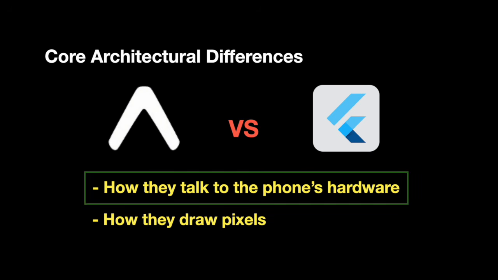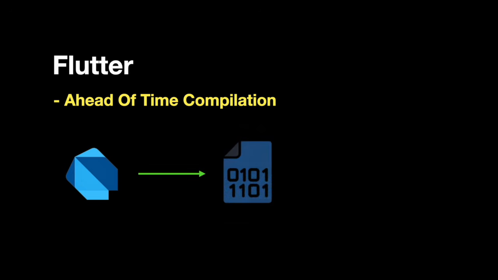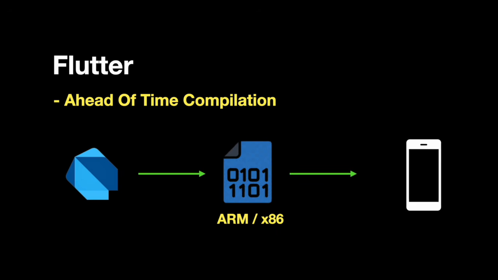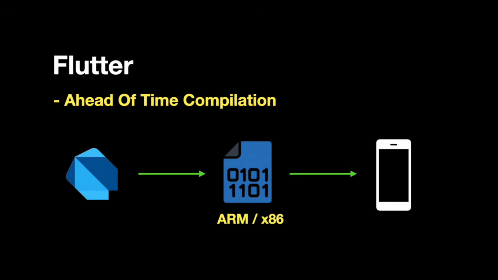Now, how both frameworks' code talks to the screen is what makes them different. Flutter uses ahead-of-time compilation. Your Dart code is compiled directly into ARM or x86 machine code before the app even reaches the user's phone. The benefit is that there is no translation happening while the app runs. This results in incredibly predictable performance and eliminates stutter during heavy UI transitions.